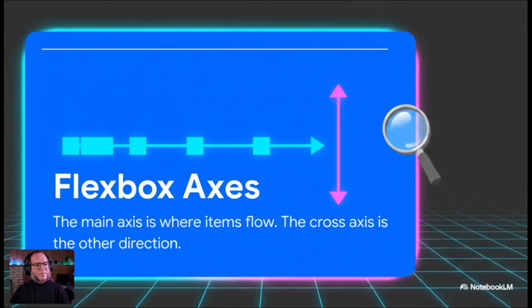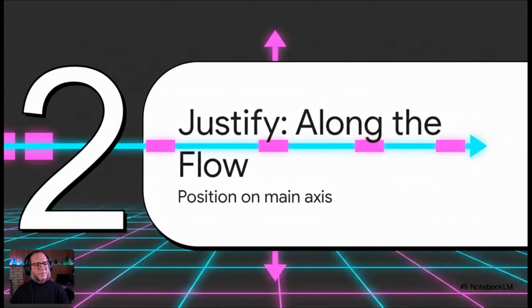And there are only two axes you gotta remember. The main axis is the primary direction your items are flowing in, and the cross axis, well, that's just the other direction, always running perpendicular to the main one. Okay, let's start with the main axis. This is the domain of justify content.